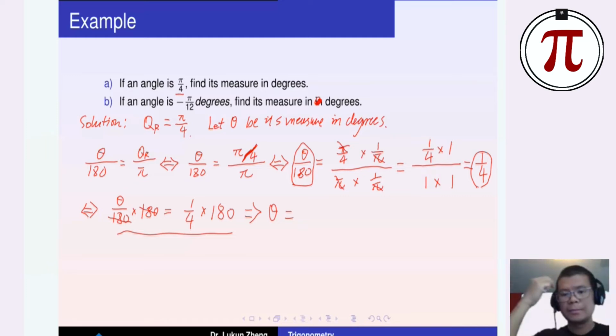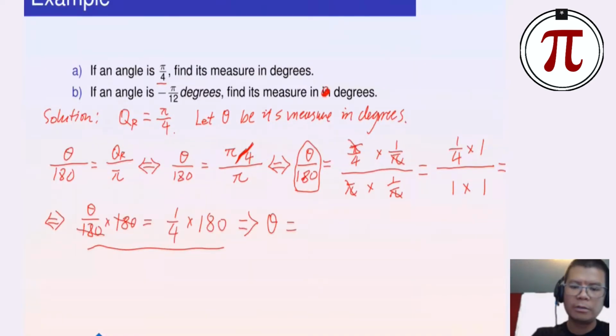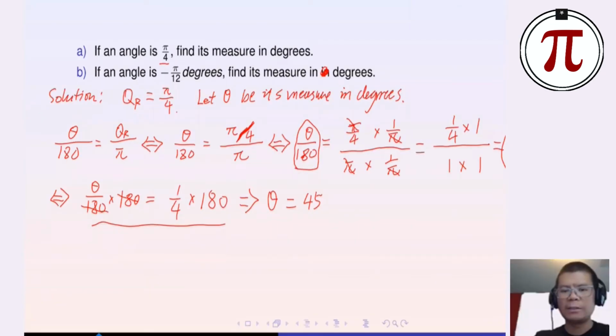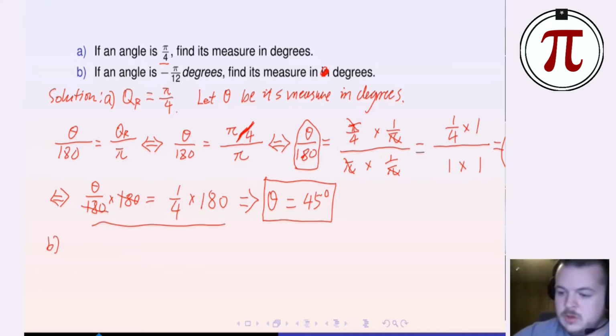What did you get? 45. Okay, that's very good. So theta equals 45, and the measure in degrees is 45 degrees. That is our answer: 45 degrees. Now, this is our A. Could you go ahead and try to see if you can find B, please?